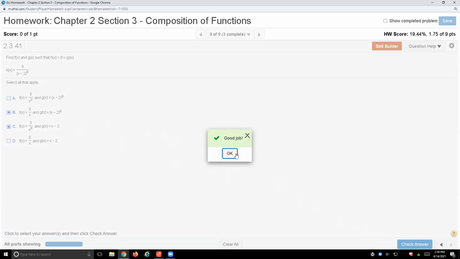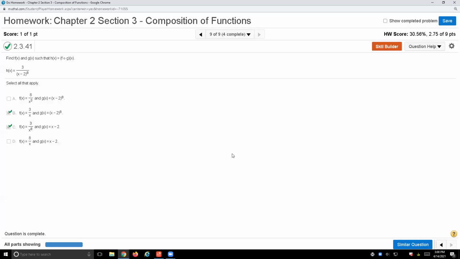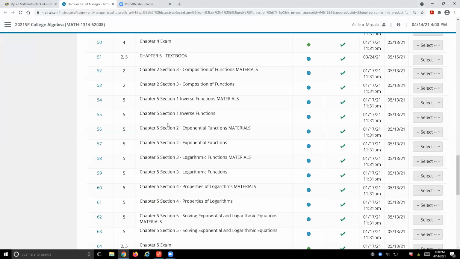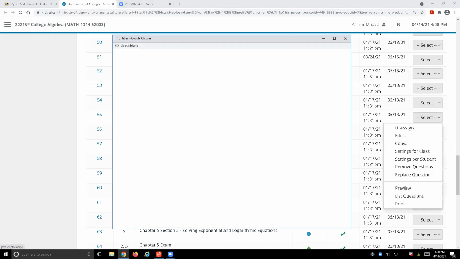I didn't invent this question. On a test, I would say, okay, here's a function, 3 over x minus 2 to the 8th. Decompose it. Tell me what f and g could be. And you'd come up with two different possibilities. Okay, so that's decomposition and composition.